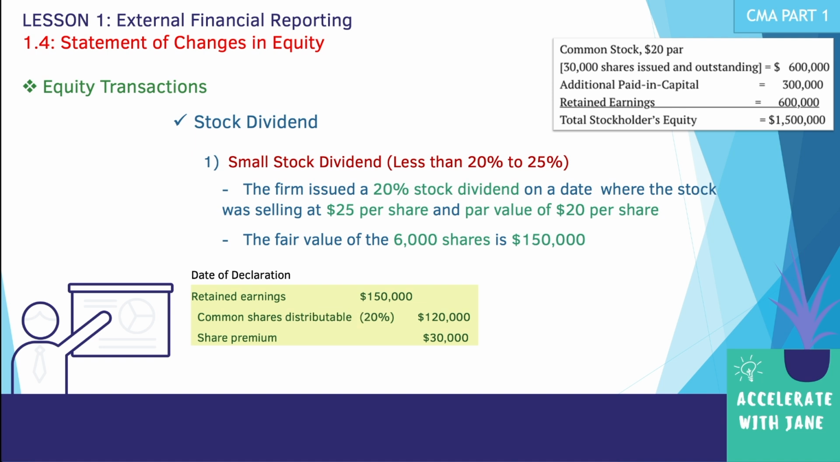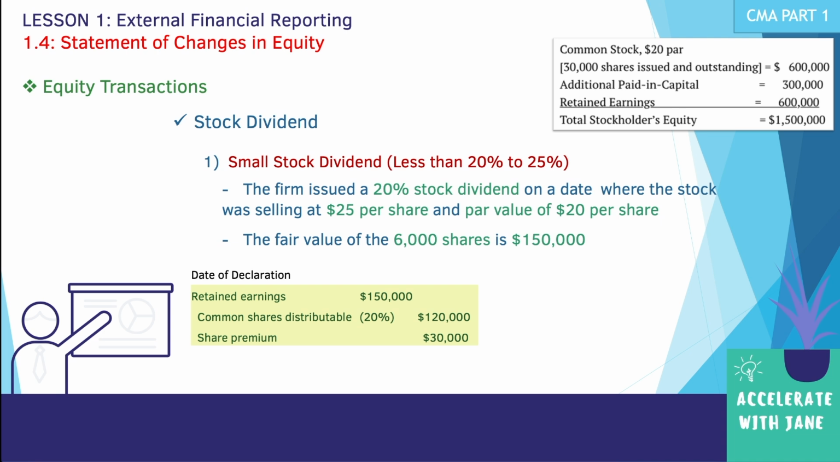On the date of declaration, the entry is debit retained earnings by 150,000, which is equal to the fair value of the 6,000 shares, also computed as 6,000 multiplied by 25. And then we credit common shares distributable and then share premium. Now, for the common shares distributable, if you can see here, it's only 120,000, which is equal to 6,000 shares multiplied by 20 US dollars, which is the par value of the common shares.